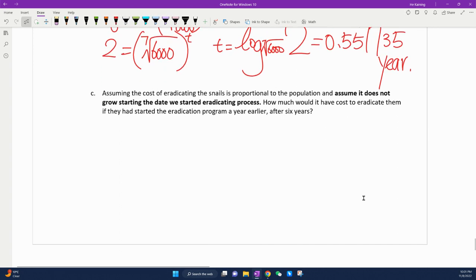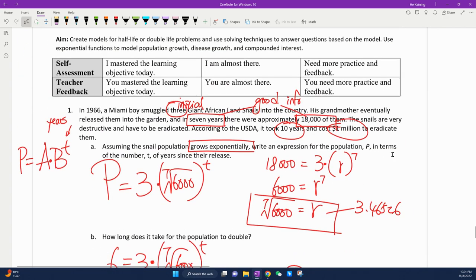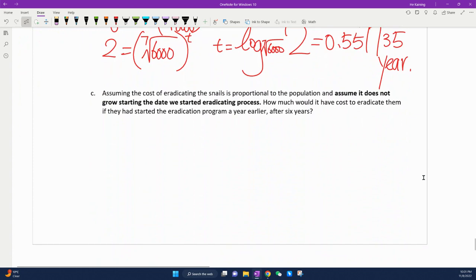Okay, the last one is assuming the cost of eradicating the snails is proportional to the population, and assume it does not grow starting the day we start the eradicating process. So back in the question right here, 10 years and 1 million. Here, pretend it has all happened after 6 years. So that means we need to find out the population for 6 years.